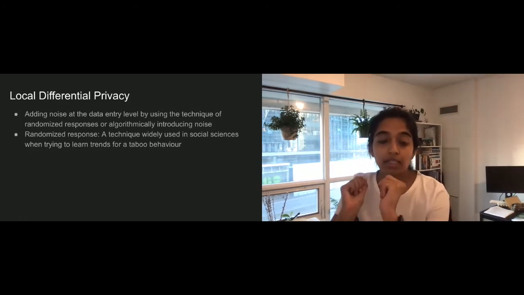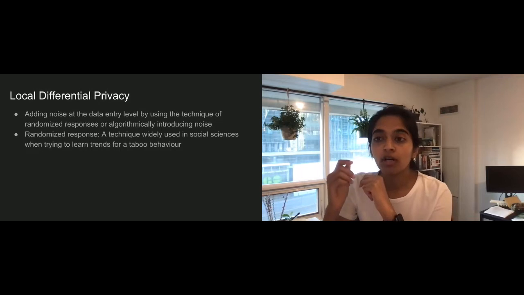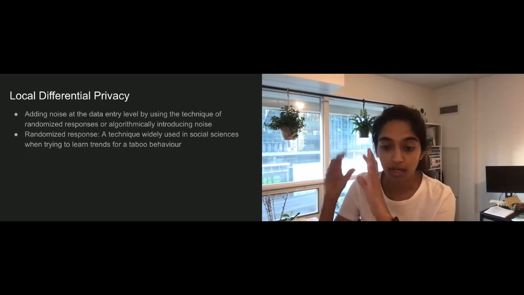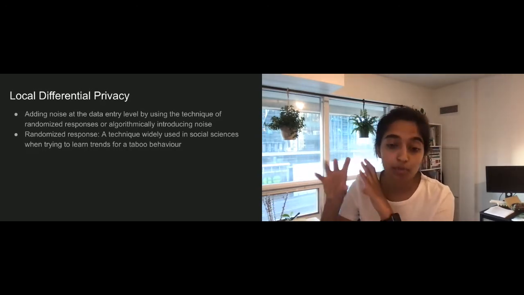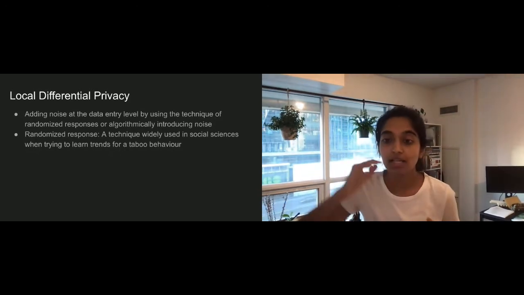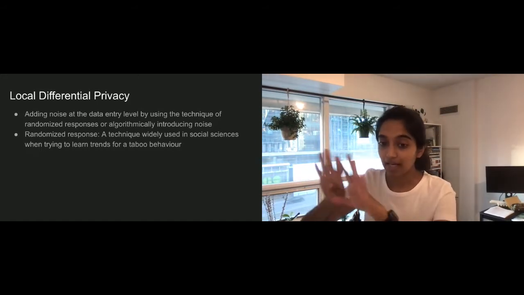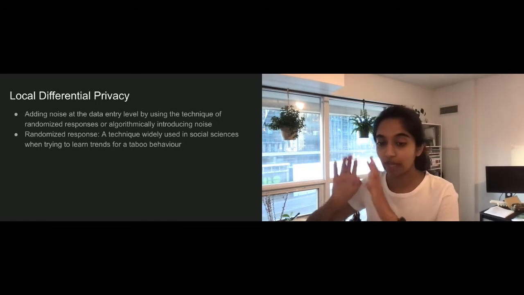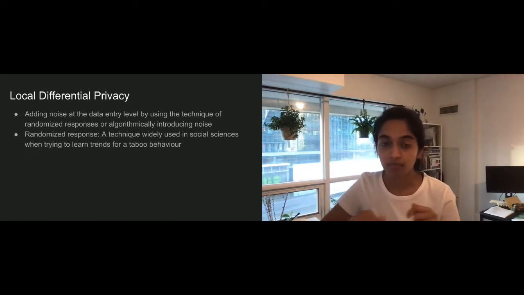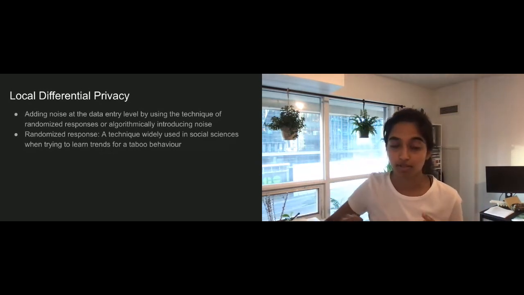Algorithmically introducing noise means that if I am taking data from you and putting it in the database, before I actually put your data into the database, I will randomly generate a number or any field that I can possibly add to each and every single value in the cells, and then I'm adding it back into the database. So algorithmically, I'm adding something in. That is taken care of by the algorithm. But the second technique, which is a really interesting way of doing it, is randomizing responses.